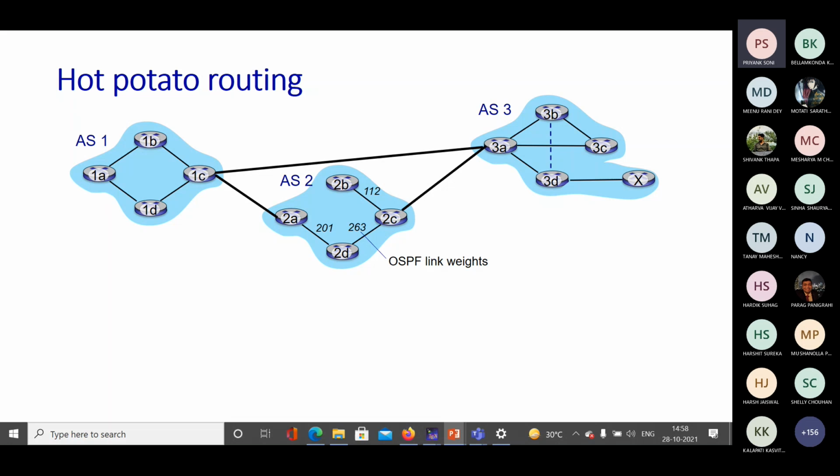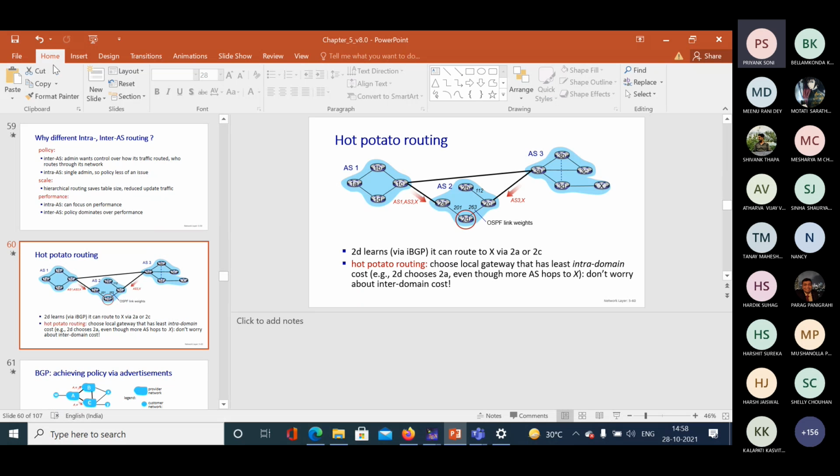Okay, so the next one is a very special kind of routing technique, and it's known as hot potato routing. But I think I'll take this one in the next class because we are already over time.